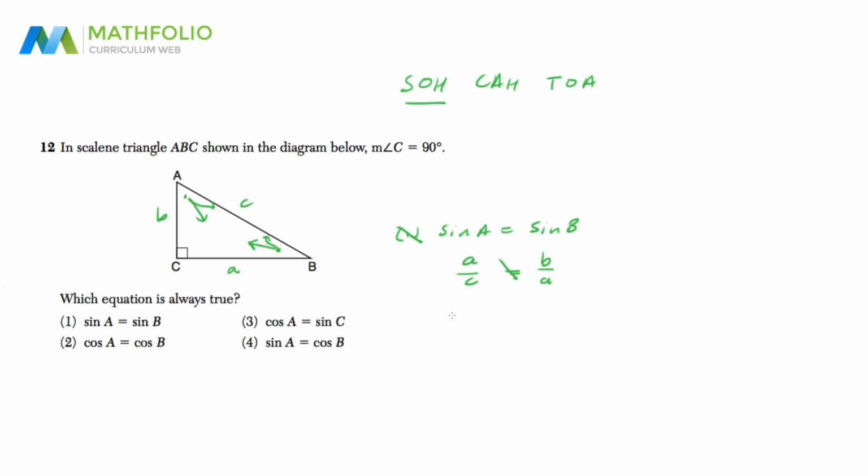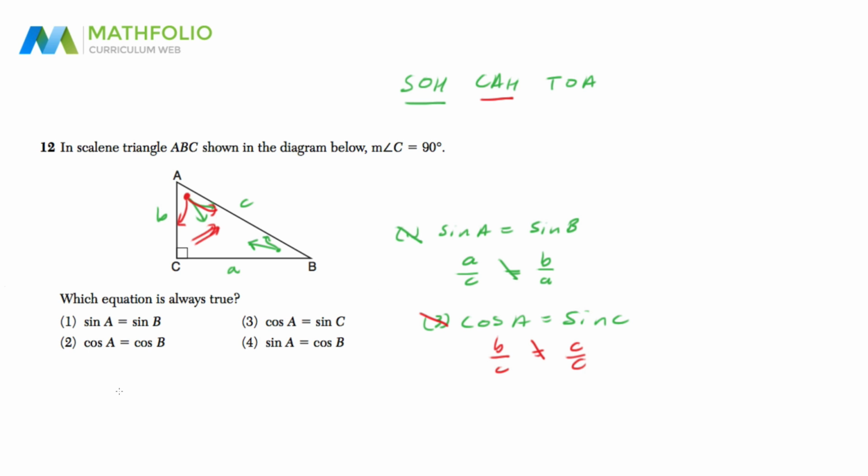For number 3, let's check that one next. It says cos A equals sine C. So I'm going to change the color of the pen just while I label the diagram. So the cos of A, so cos is the adjacent and the hypotenuse. So the adjacent is B all over the hypotenuse, which is C. So B all over C equals sine C. So C is here, sine is opposite over hypotenuse. That's C over C. And that's a little weird, so that's not true. So we can cross out number 3 as well.